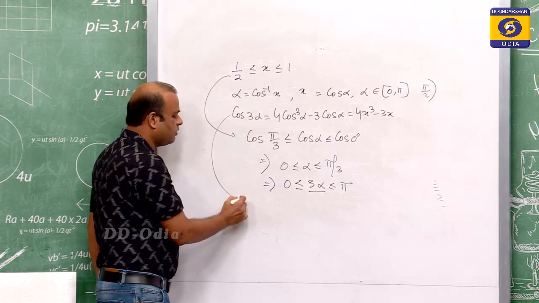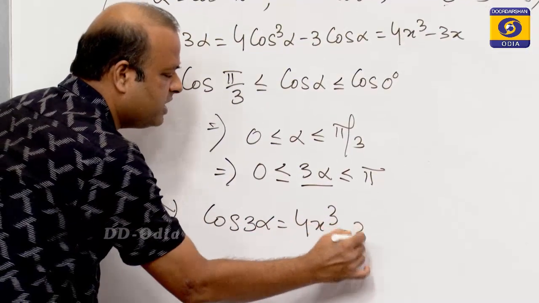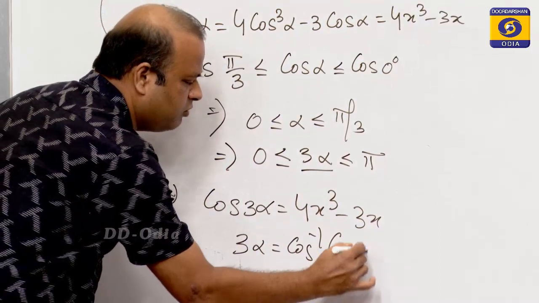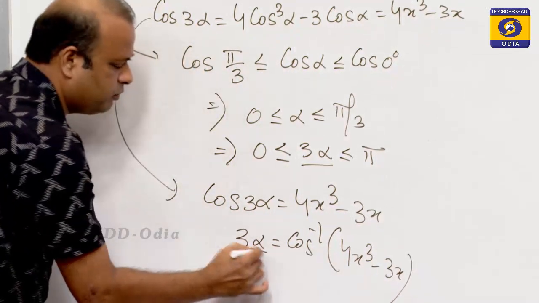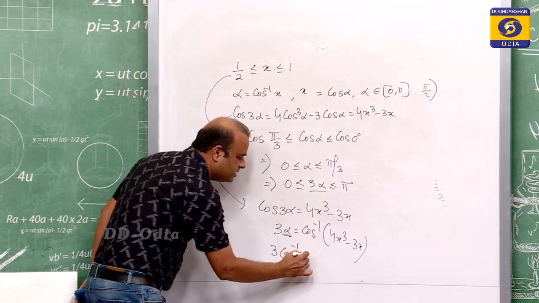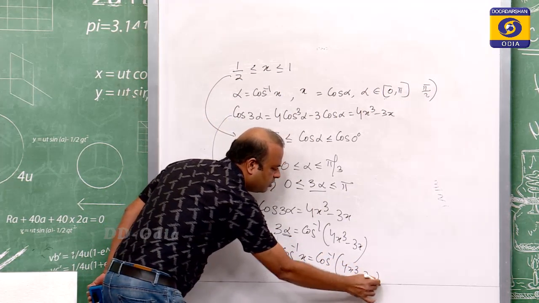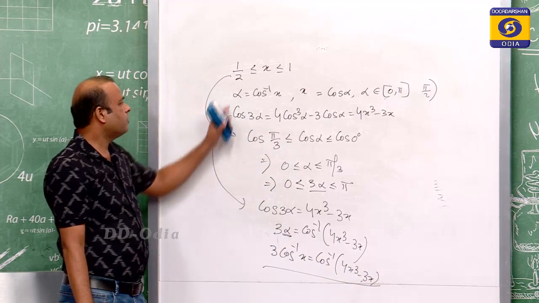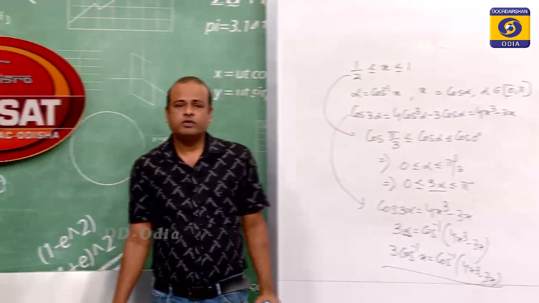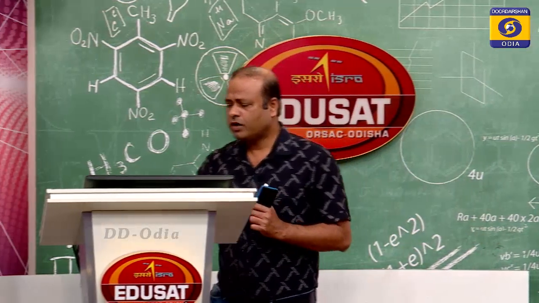So we can use this formula, cos 3 alpha is equal to 4x cube minus 3x. So 3 alpha is equal to cos inverse of 4x cube minus 3x, right? So put alpha equal to cos inverse x. So 3 cos inverse x is equal to cos inverse 4x cube minus 3x. So this is the formula for the condition 1 by 2 less than or equal to x less than or equal to 1. So you can prove other cases like that one. You can also prove for other cases.